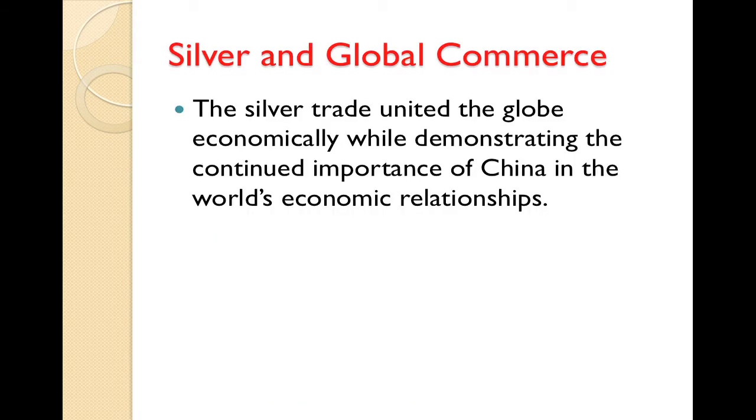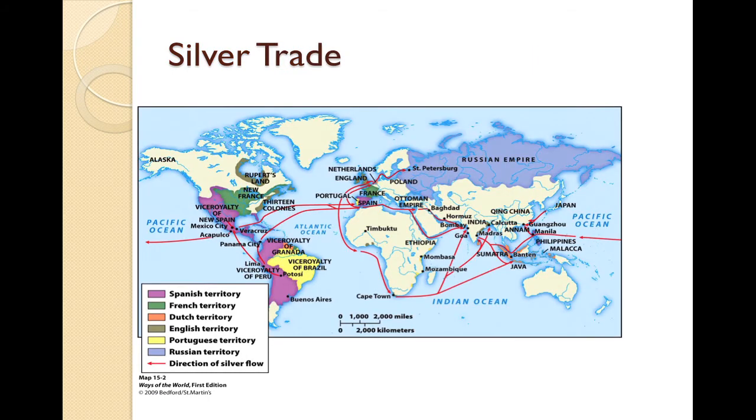Silver and global commerce. The silver trade united the globe economically while demonstrating the continued importance of China in the world's economic relationships. As you know, China's self-image defined it as occupying a unique and chosen place in the world. Economically, China was quite self-sufficient, and there was little demand for foreign goods. In the 1570s, China levied a tax on its citizens that had to be paid in silver, creating a massive demand for the precious metal and enacting a global trade in silver, which became the world's first global currency.